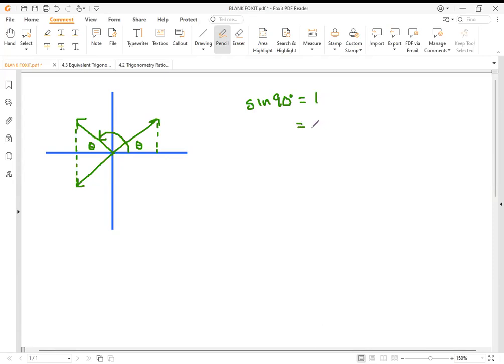What is the opposite over hypotenuse? What's the y value if you're up here? 1. What's the radius? 1. It's 1. But if you do sine of 180 degrees, it's a 0 in the calculator. Why? What's my y value when you're here? 0 over 1.